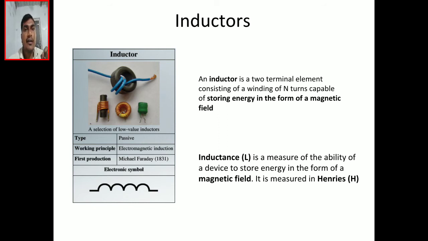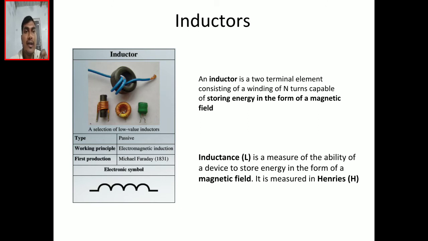Okay, what is an inductor? It is a two terminal element. It consists of n number of turns and stores energy in the form of a magnetic field. The inductance symbol is L, the capacitor symbol is C and the resistor symbol is R, so the notation is RLC. The unit of resistor is ohms, the unit of capacitor is farad, and the unit of inductor, which I will discuss now, is henries.